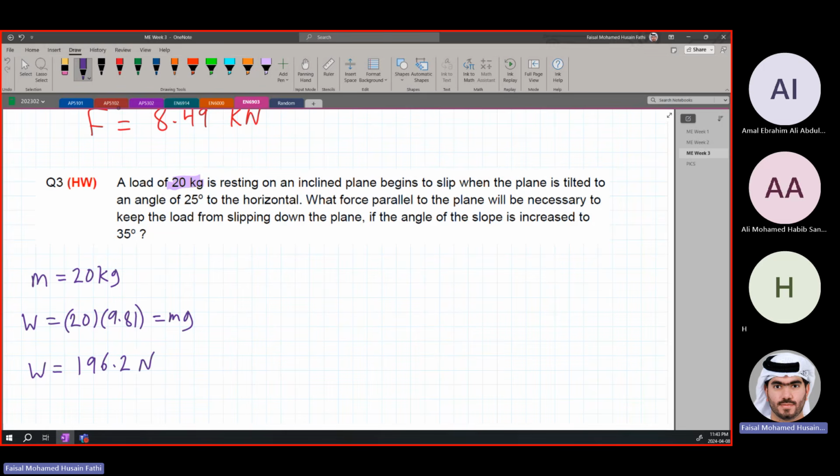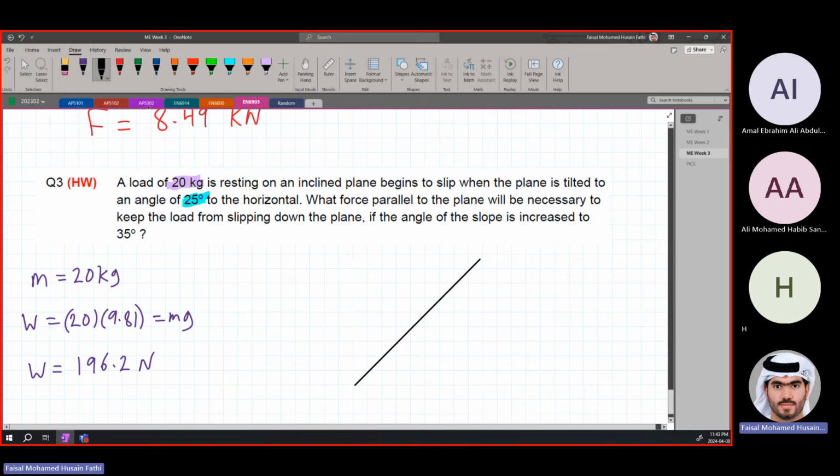It's resting on an inclined plane and begins to slip when the plane is tilted to an angle of 25 degrees to the horizontal. 25 degrees means we know that the plane is going to look something like this. And there's 25 degrees. And it is about to slip.